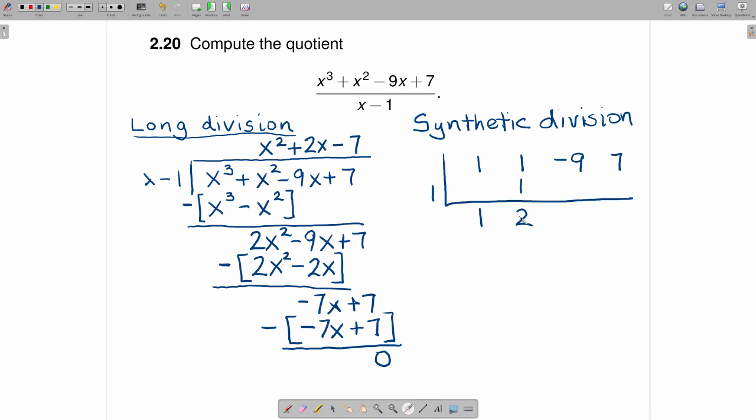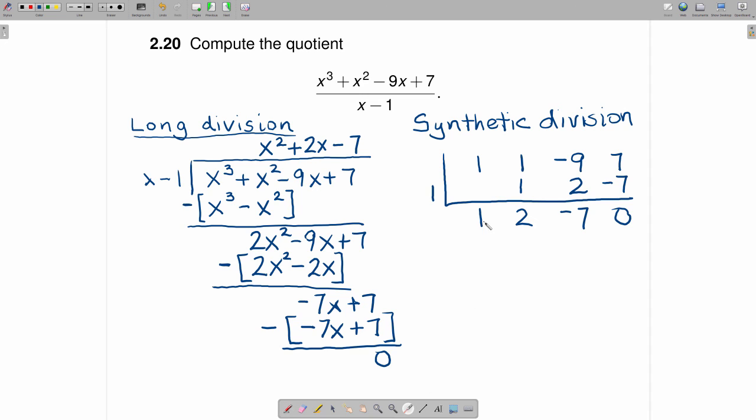And then you take this 2 and multiply it by 1, and that gives you a 2. And then you add negative 9 plus 2 is negative 7. That negative 7 gets multiplied by 1, and that is a negative 7. Finally, you add 7 plus negative 7 gives you 0.